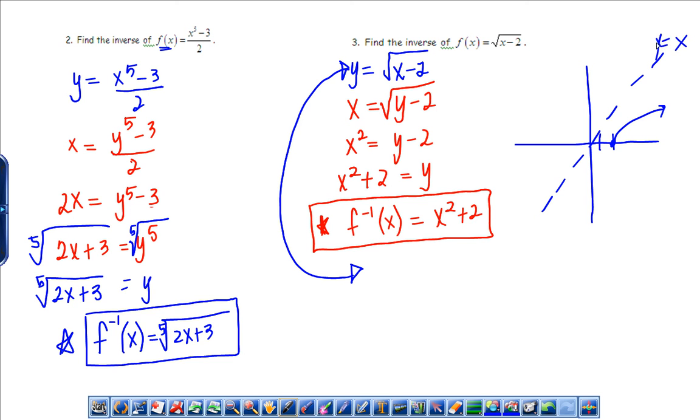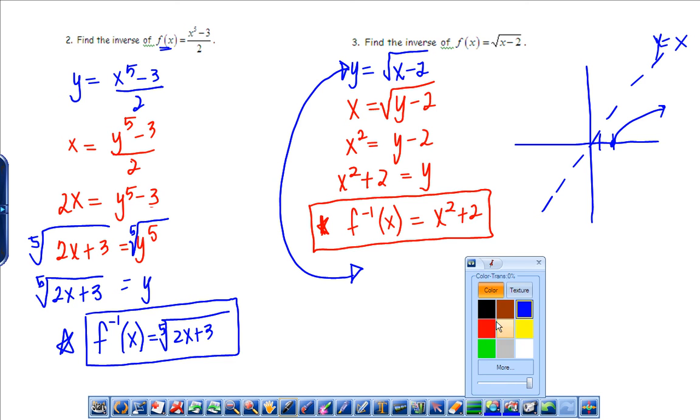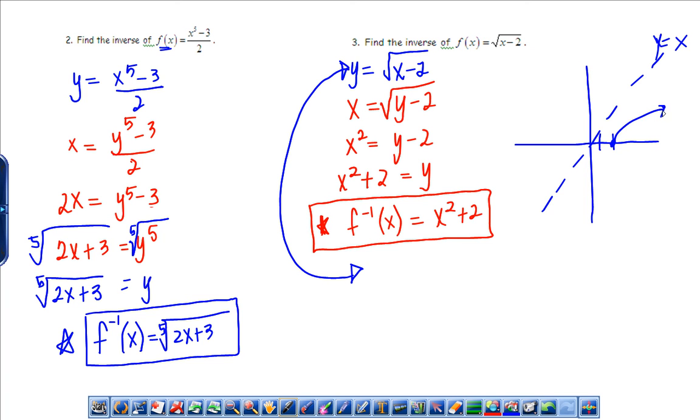Remember, if you do your inverse, it's flipped over the y equals x line. So if I were to flip this over, it basically looks like this. I'm not sure I can flip this. There we go. Here's your line reflected over. So here's x squared plus 2, and I know x squared plus 2 is a parabola. So if I just want this reflection, then I need to say that this is the inverse only if x is greater than or equal to 0. And I knew there was going to be a restriction because I had a square root.